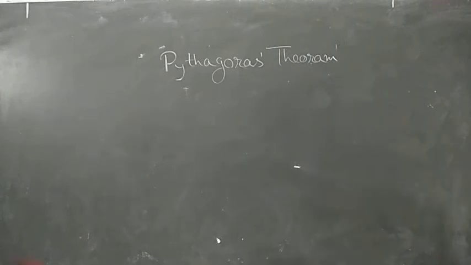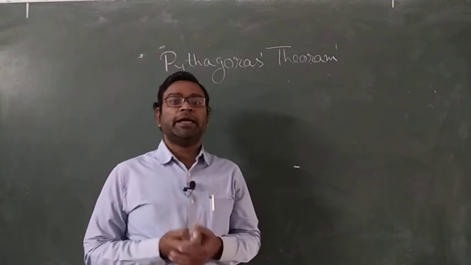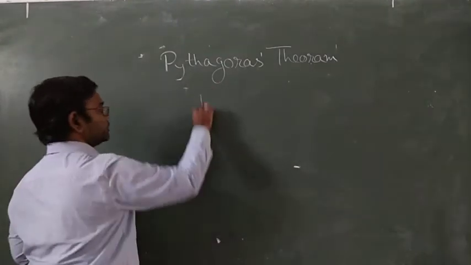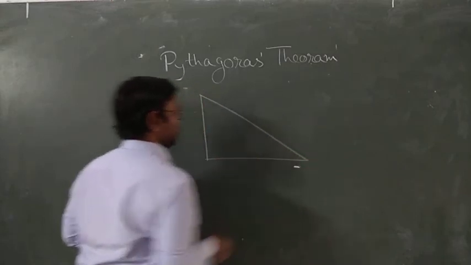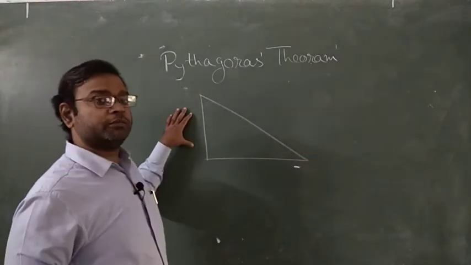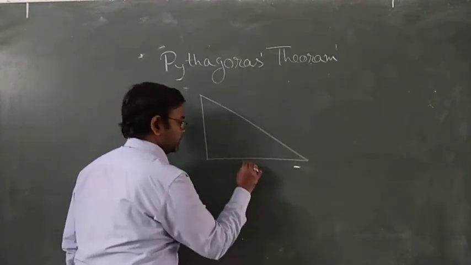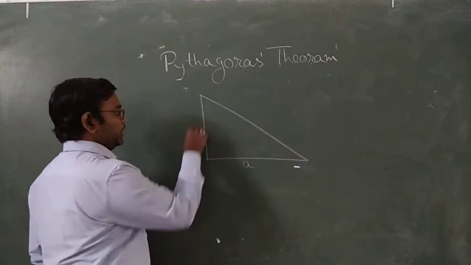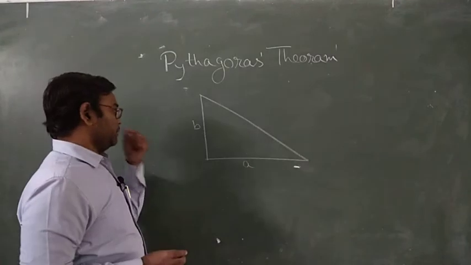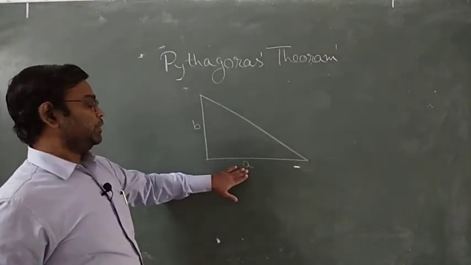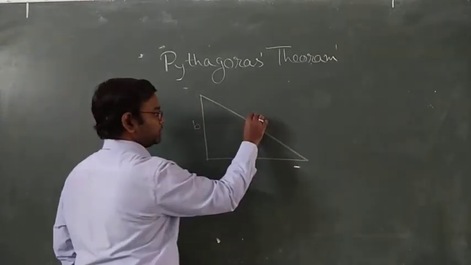Pythagoras, a renowned mathematician, found that in case of a right angled triangle, if we try to find out the measurement of the base and the height, generally it's a, it is b, but I am using the opposite words. So base a, height b, and this hypotenuse c.